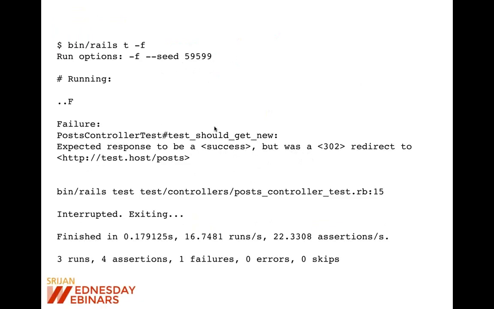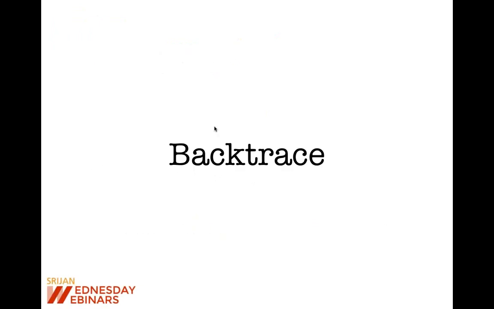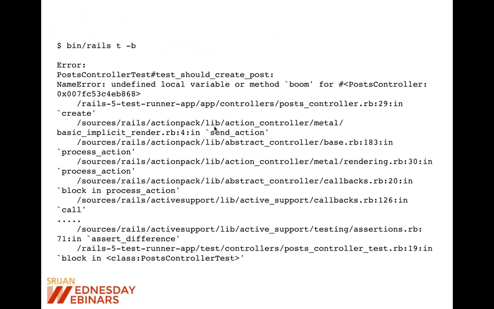Then you can also fail fast if you pass the -f switch to the bin/rails t command. Once one of the tests fails, it will just stop running the next tests. The next test will not be run. The process will just stop, as you can see here, interrupted and exiting. So this is how you can fail fast, and you will see the outputs immediately after one or two failing tests.